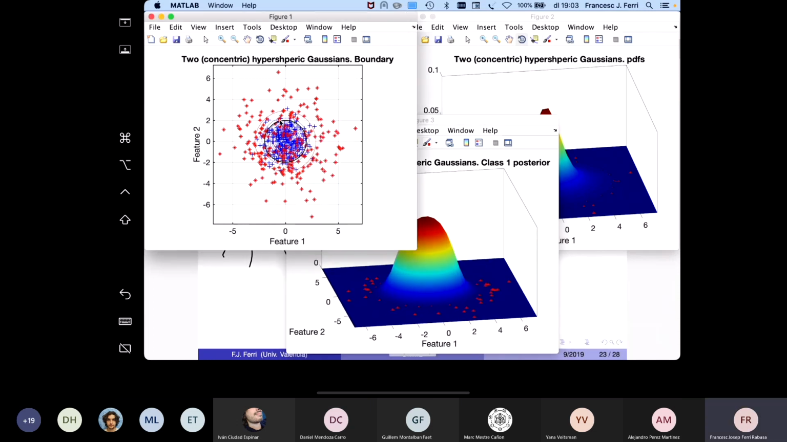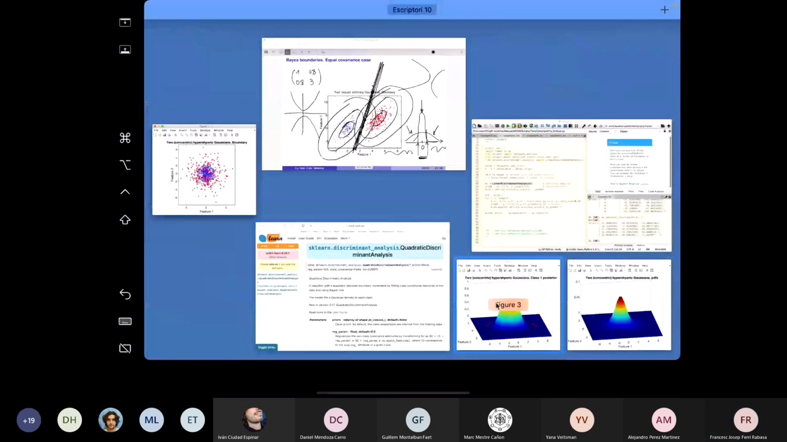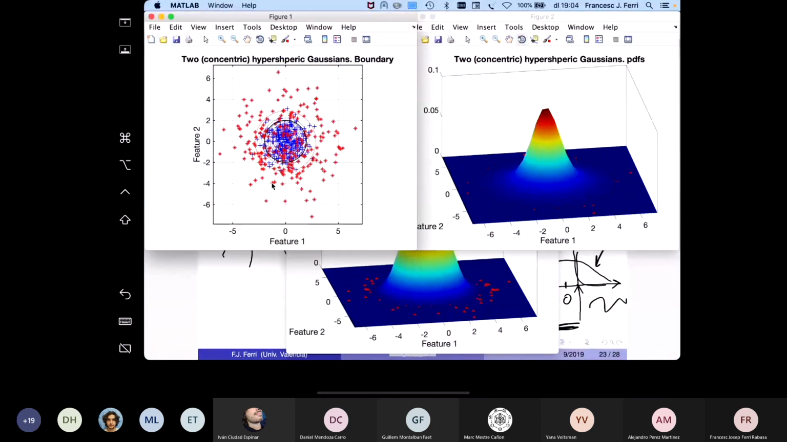Which means that the boundary is a circle. I don't know if this is clear. This situation in one dimension would be something like this. In one dimension, we have a wide Gaussian centered at 0 and a narrow Gaussian also centered at 0. Which is the optimal boundary? Well, the optimal boundary is here and here. So inside this region, the highest probability corresponds to the narrow one, and outside, the highest probability corresponds to the wider one. The same in 2 dimensions is this circle. It's okay?